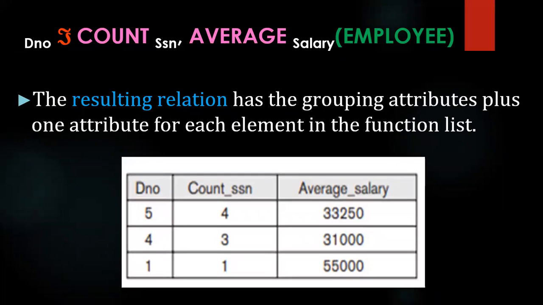Just see here, the same example, but renaming is not done. So the columns we can observe: first is the grouping attribute Dnum, then count_SSN, average_salary.